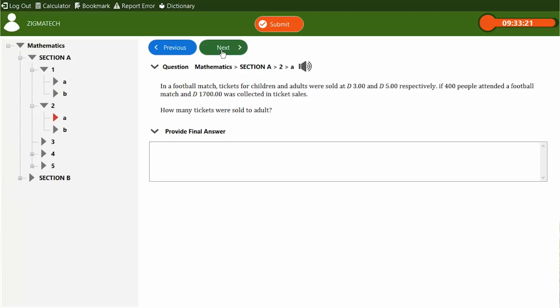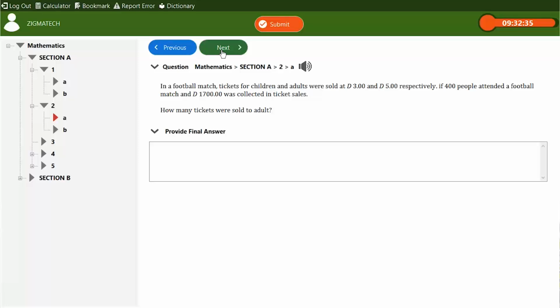Now, if 40 people attended a football match and D1,700 was collected in ticket sales, check the correlation in your word problem before you start to solve. How many tickets were sold to adults? Now, we want to know the number of tickets that were sold to adults. You can see D3 naira, D5 naira.